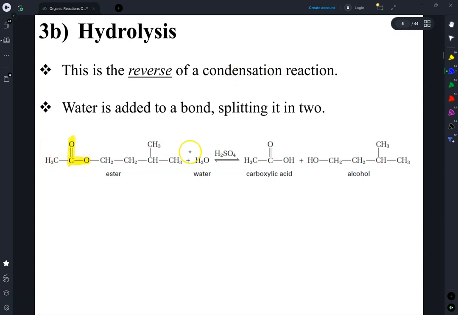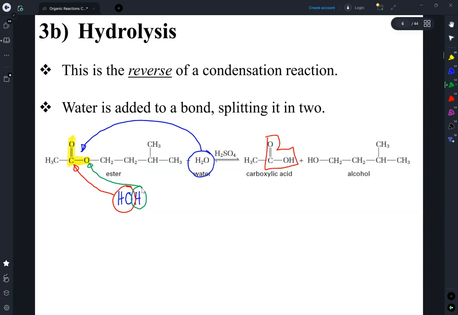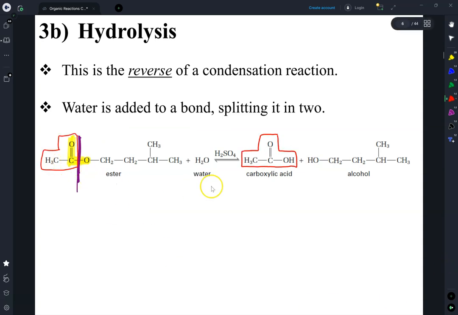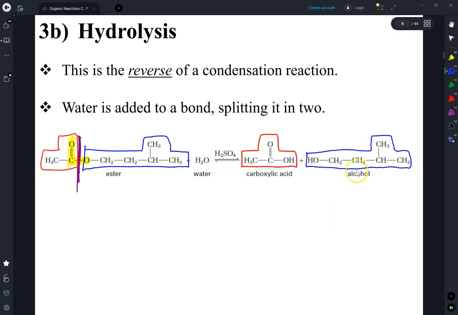Looking at the ester bond, we're going to add water back in. Again, I highly recommend that you think of water as hydrogen hydroxide to help you visualize the pattern, because we're going to add the OH to the carbon over here, allowing you to form your carboxylic acid, while placing the hydrogen over here on this oxygen, so you can form your alcohol group. This in turn splits the ester bond, releasing the carboxylic acid half and the alcohol half. Again, this reaction is acid catalyzed and is a subcategory of a substitution reaction.